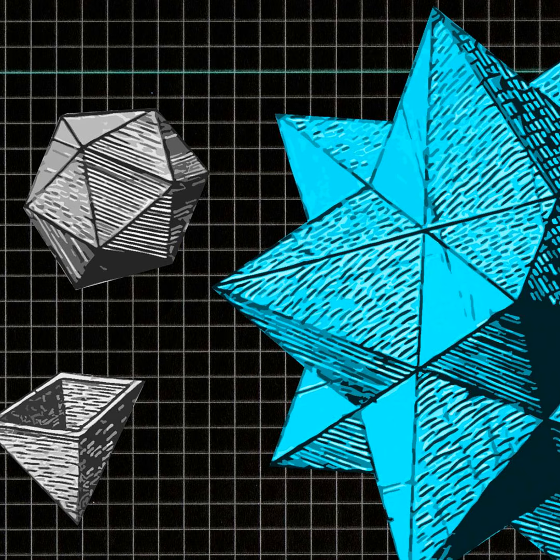So this isosceles triangle, it's not equilateral, it's isosceles, so it has 2 sides that are the same, but then it's got one shorter side at the bottom. So what are the symmetries of that?